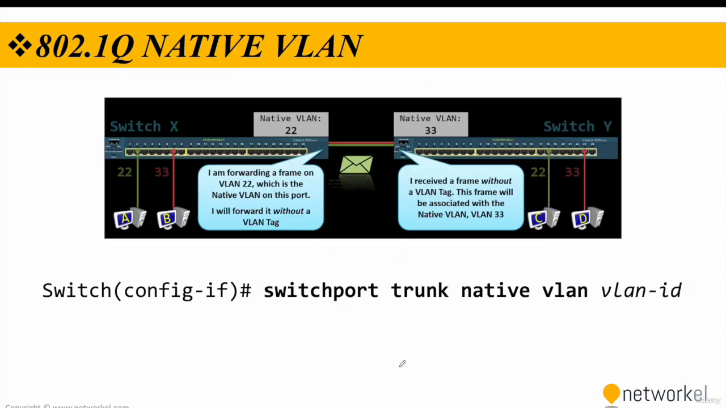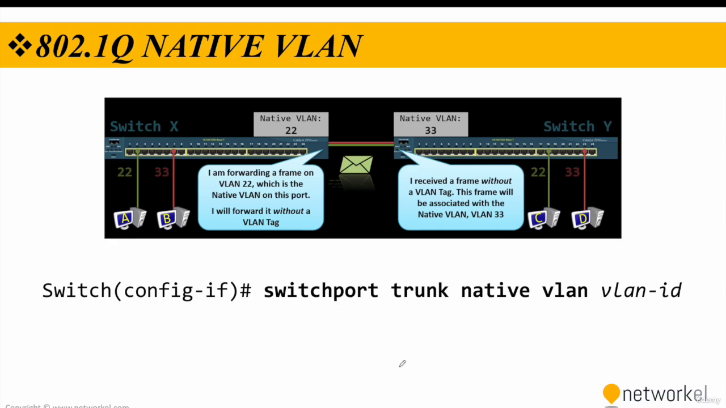And we have the .1Q native VLAN term. In .1Q trunking, the native VLAN is a special VLAN that handles untagged traffic on a trunk link. Okay, so the native VLAN is the VLAN assigned to carry frames that do not have a VLAN tag when they are transmitted over a trunk link.